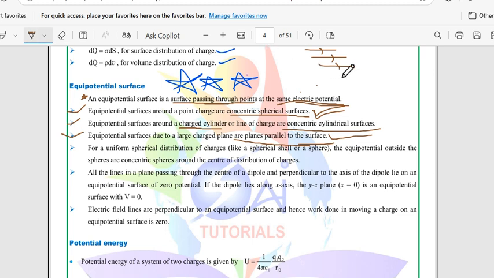Suppose these are two plane sheets. The planes are parallel to these sheets like this. If you consider equipotential surfaces due to large charged planes, the planes are parallel to the surfaces. This is another property. I hope this concept is clear to you.